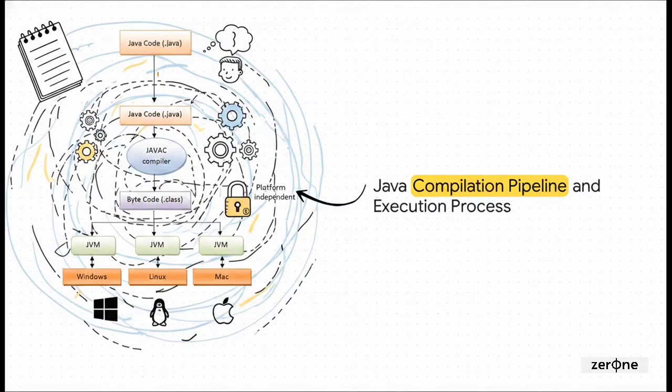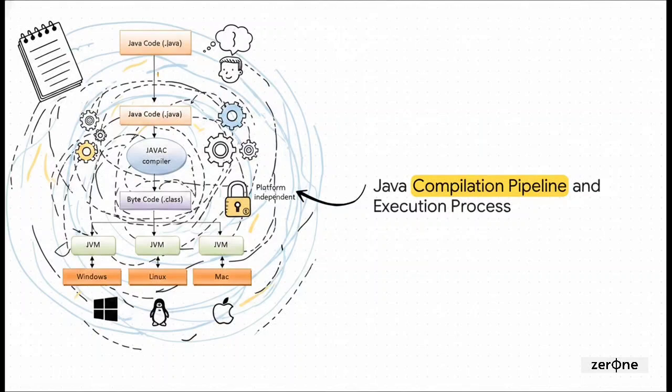You start out by writing human-readable code in a .java file. You pass that through the javac compiler, which is one of those tools from the JDK we just mentioned. Now here's the kicker. This compiler doesn't create a Windows executable or a Mac application. It creates a .class file containing bytecode.